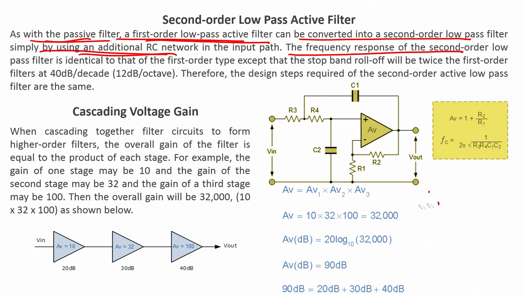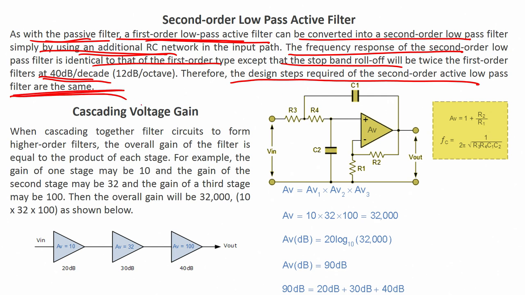Anyway, let us go to the next line, that the frequency response of the second order low pass filter is identical to that of first order, except that the stop band roll off rate will be twice that of the first order low pass filter, which is 40 dB per decade. Therefore, the design steps required for second order low pass filters are the same. So, this is the circuit and this is the formula.